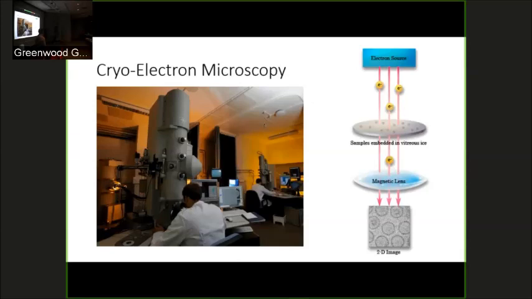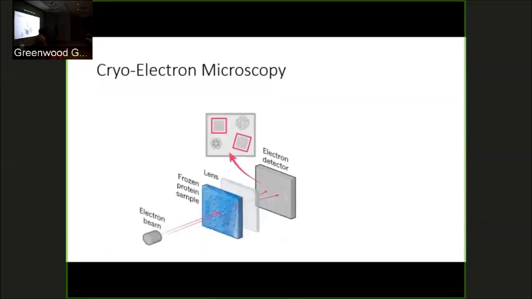So how does this work? Electron source, same pattern. You'll see the electron source sending a beam of electrons through your sample, which was embedded in vitreous ice, and then ultimately showing a pattern or a 2D image at a photodetector. This is a different way of visualizing the same thing. And what I like about this image is that it shows how you might see these particles. They're very complex particles. And depending on how that particle is physically oriented, you'll see a different shadow.